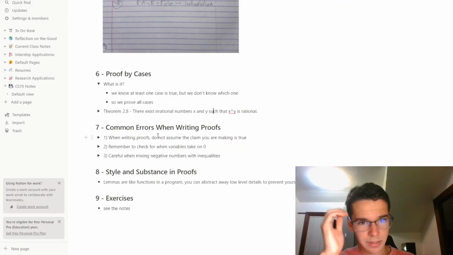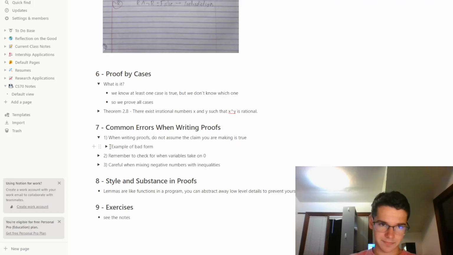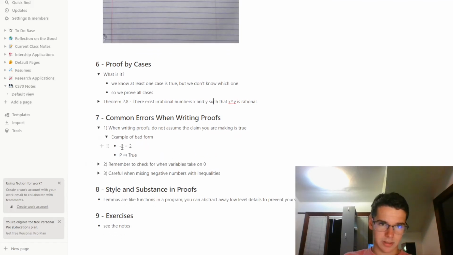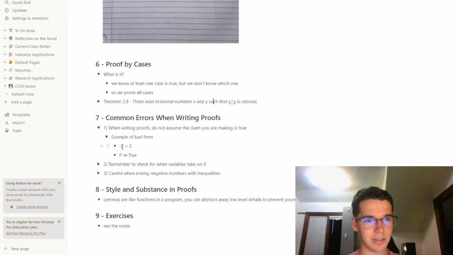So, common errors when writing proofs. The first one says to not assume that the claim you're making is true. Let's take a look at this example. We're going to say our proposition is that -2 equals 2. Well, in this case, the thing we are trying to prove is already assumed to be true, so we can't really pick it apart, it seems like. That's sort of my interpretation of what that means. I'm sure there'll be examples that I come across when I'm actually doing the problem that will make more sense.